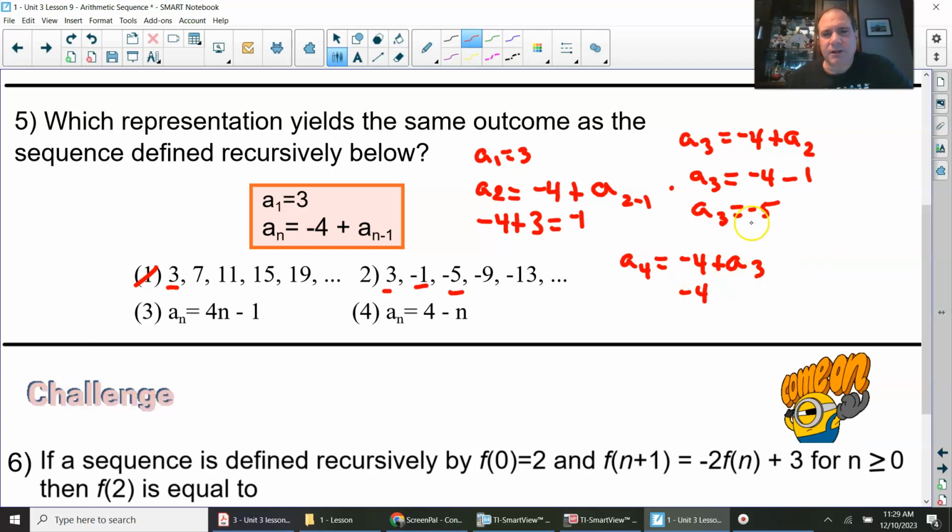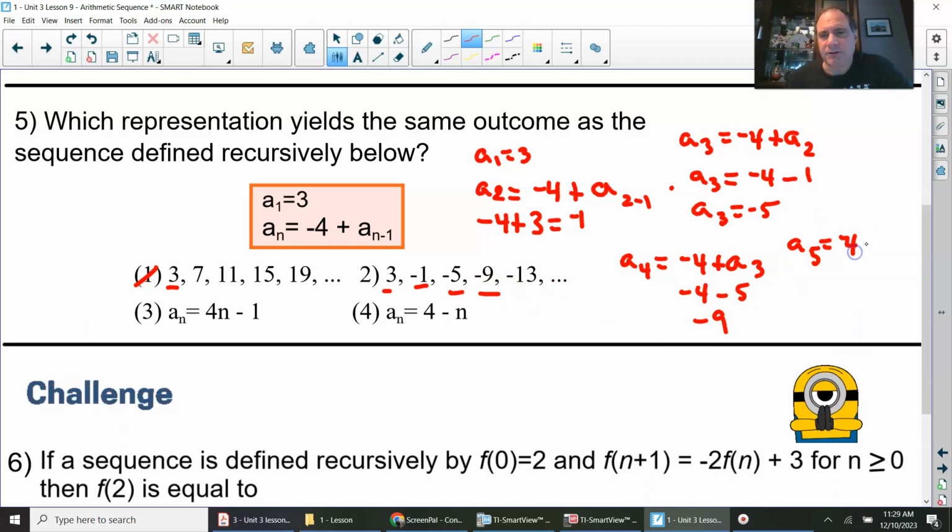-4 plus a sub 3, which is -5, that's -9. That works out. I'm just going to do one more. A sub 5 equals -4 plus 5 minus 1, which is a sub 4. A sub 4 is -9. And then a sub 5 equals -13. So this works out. 2 is your answer.